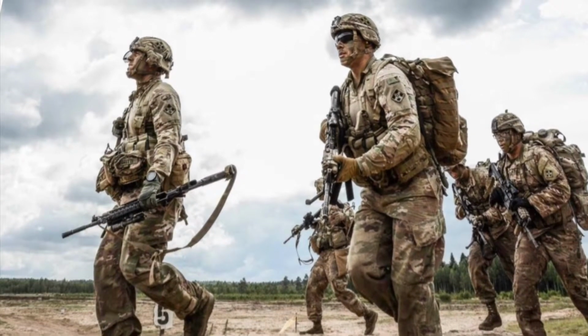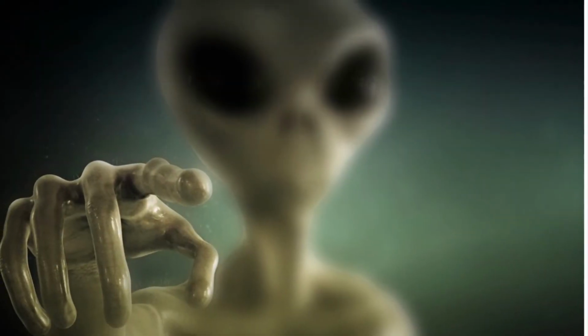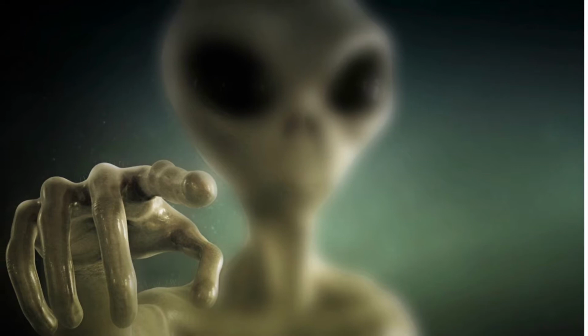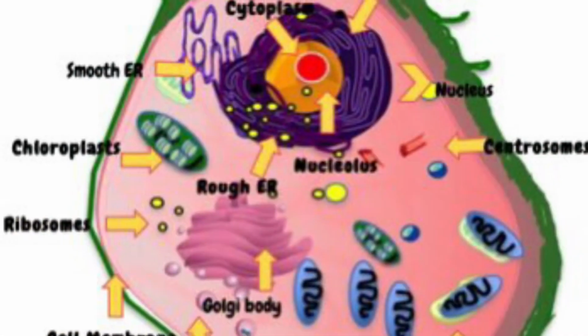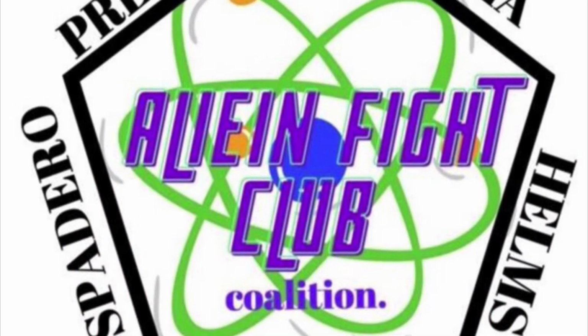Breaking news. Ground soldiers were in pursuit of an alien life form. They have still not had a visual on what the aliens look like, but they did manage to wound one of the aliens as it fled the scene. The Alien Fight Club has access to a tissue sample of the alien.